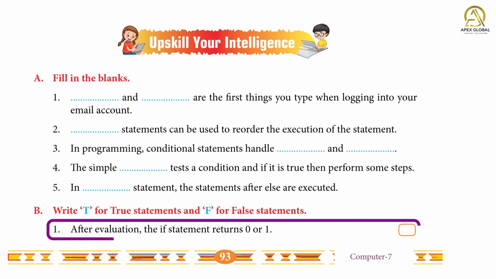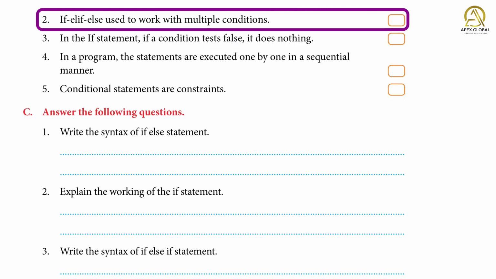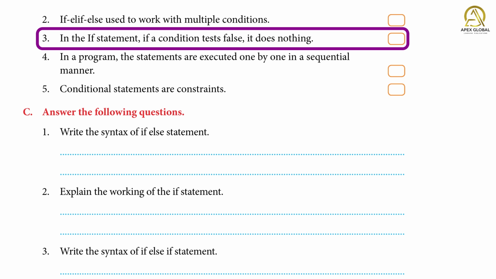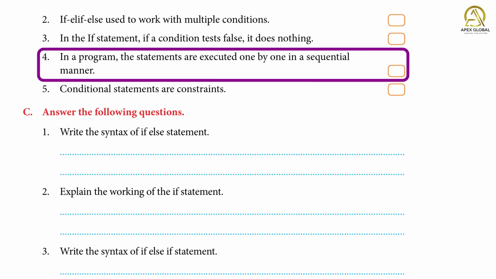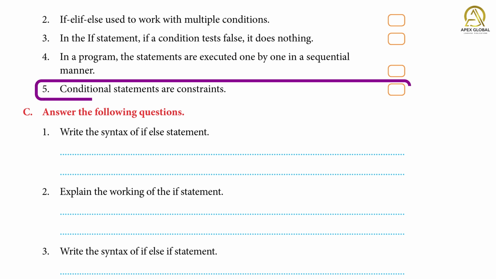B. Write T for true statements and F for false statements. 1. After evaluation, the if statement returns 0 to 1. Answer. False. 2. If elif else is used to work with multiple conditions. Answer. False. 3. In the if statement, if a condition tests false, it does nothing. Answer. True. 4. In a program, the statements are executed one by one in a sequential manner. Answer. True. 5. Conditional statements are constraints. Answer. True.